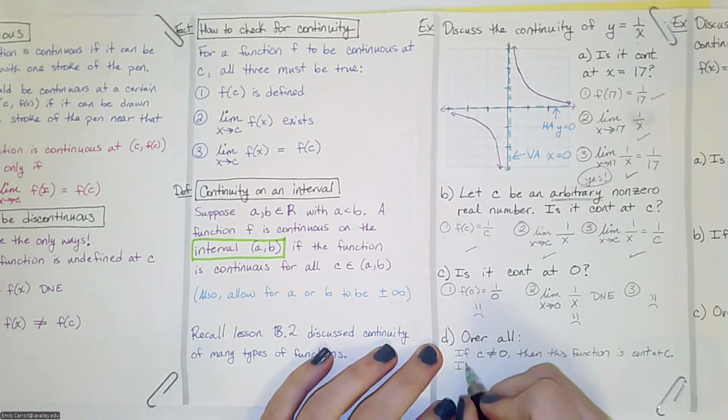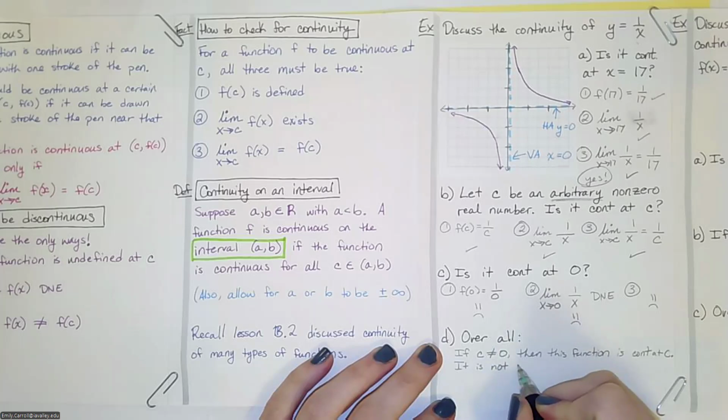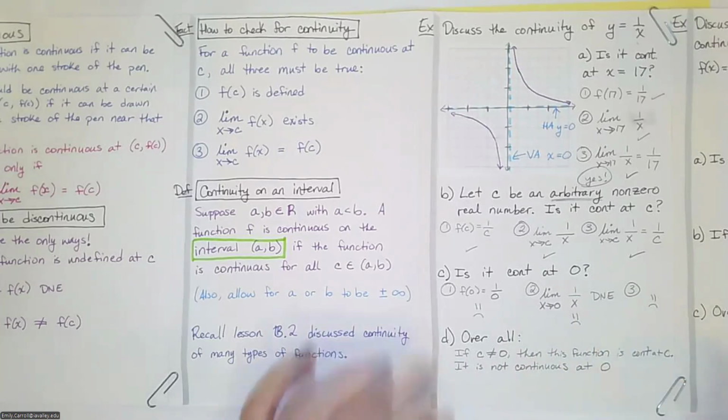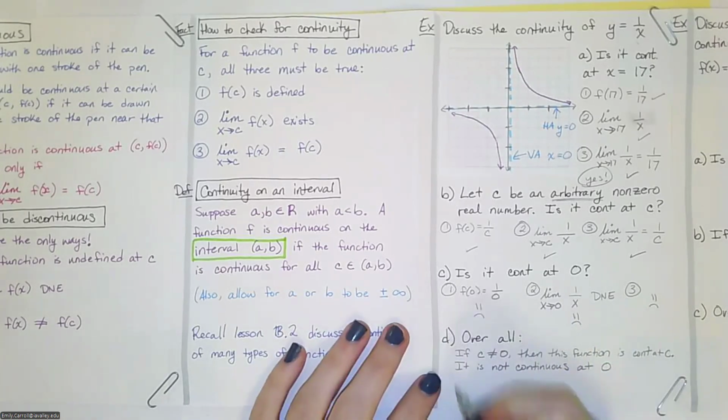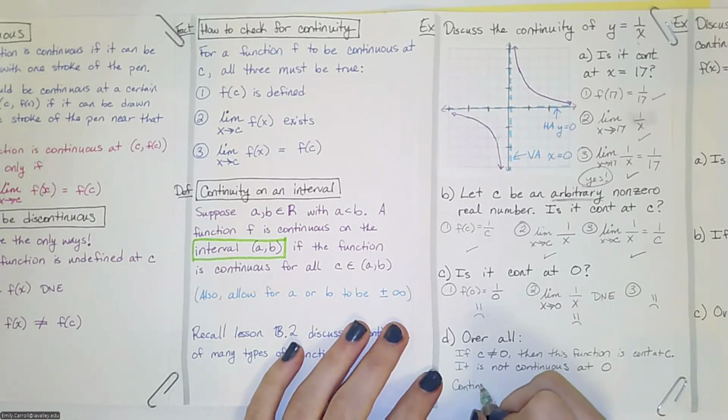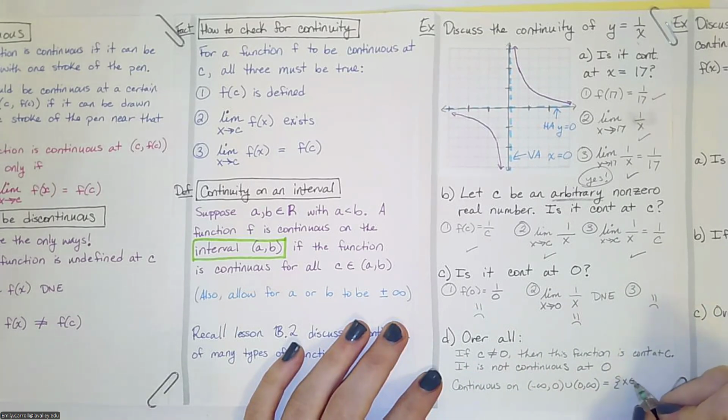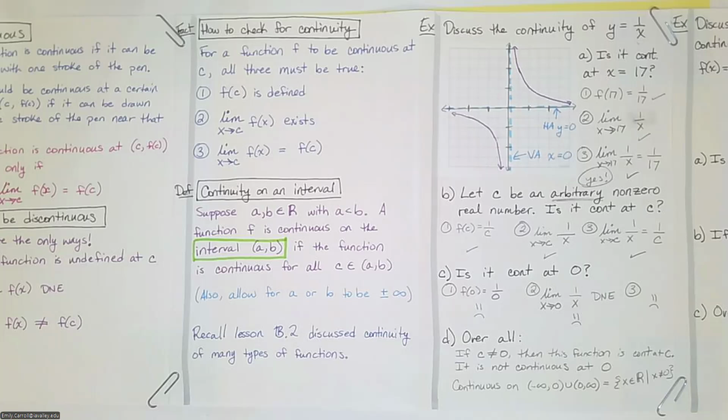So it is not continuous at 0. So you can say it is continuous on the set negative infinity to 0, union 0 to infinity. Or you could say the set of all real numbers x where x is not 0. Whatever notation you prefer.